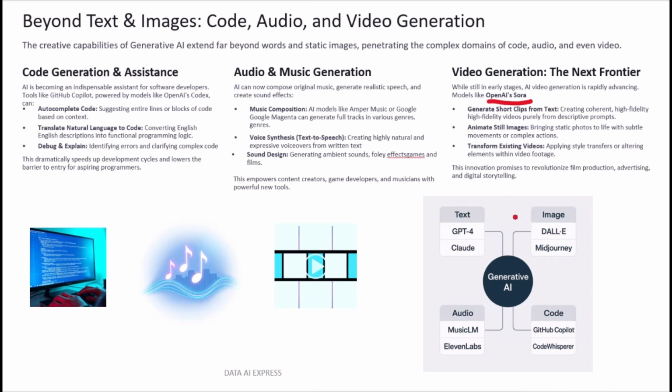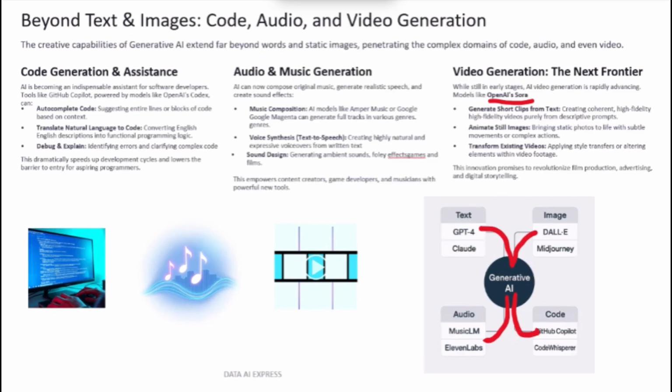So let's do a quick recap. For text, we have powerful LLMs like GPT-5, GPT-4o, and Claude. For images, we have DALL-E and Midjourney. For audio, models from platforms like Eleven Labs are leading the way. And for code generation, tools like GitHub Copilot are indispensable. We'll do a deep dive into GitHub Copilot and how to build applications within a minute in future videos.